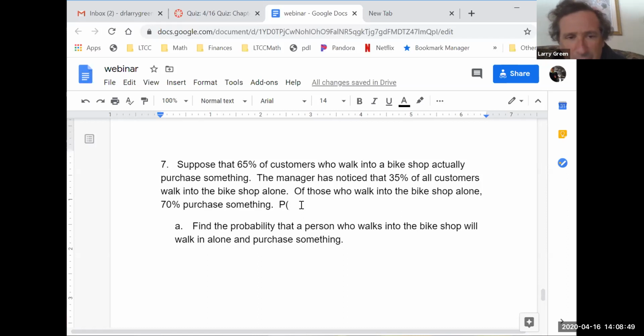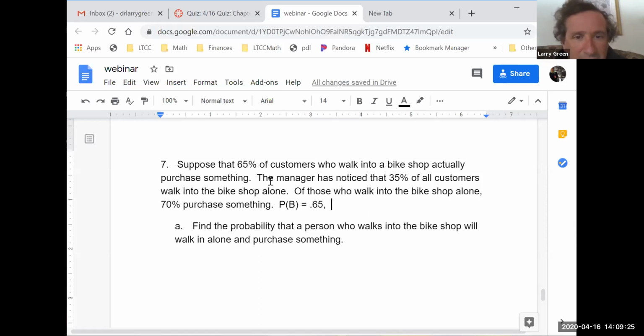Okay, so P of C. Okay, you could use C, but we're talking about purchasing something, so I'm going to use B for buy, B-U-Y, because that's the same thing as purchasing. P is a bad letter to use for probability because that's already been used. So P of B is equal to 0.65. It's not a given, because this whole thing is about our customers.